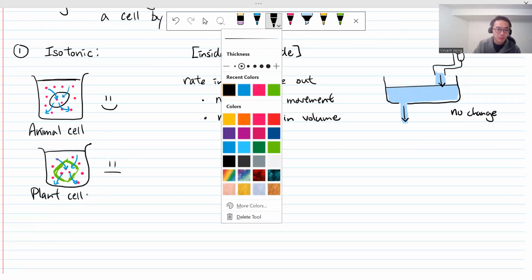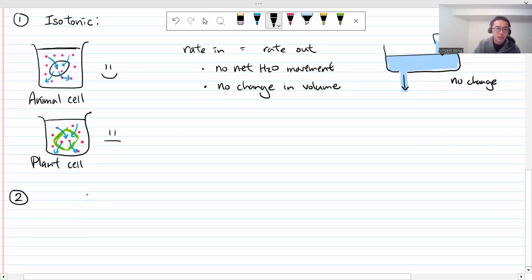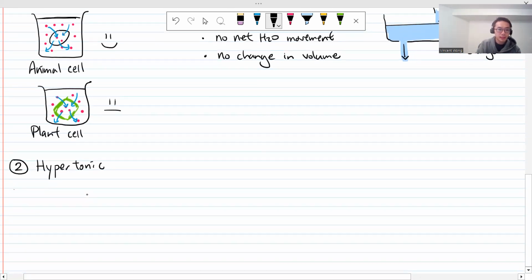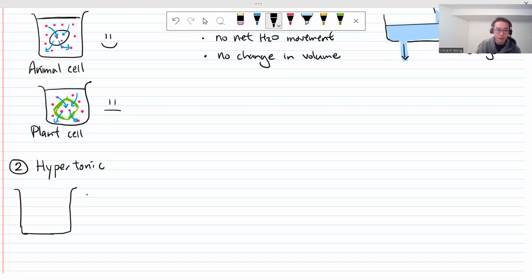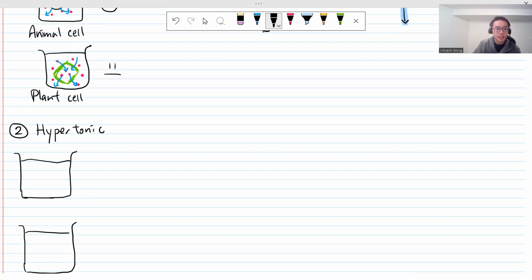Let's move on to number 2. Number 2, let's do hypertonic. We're going to do our animal cell again. This is a beaker, just like a beaker of water, and you pop a cell in. I will draw the plant cell as well. All right, so this is the beginning.